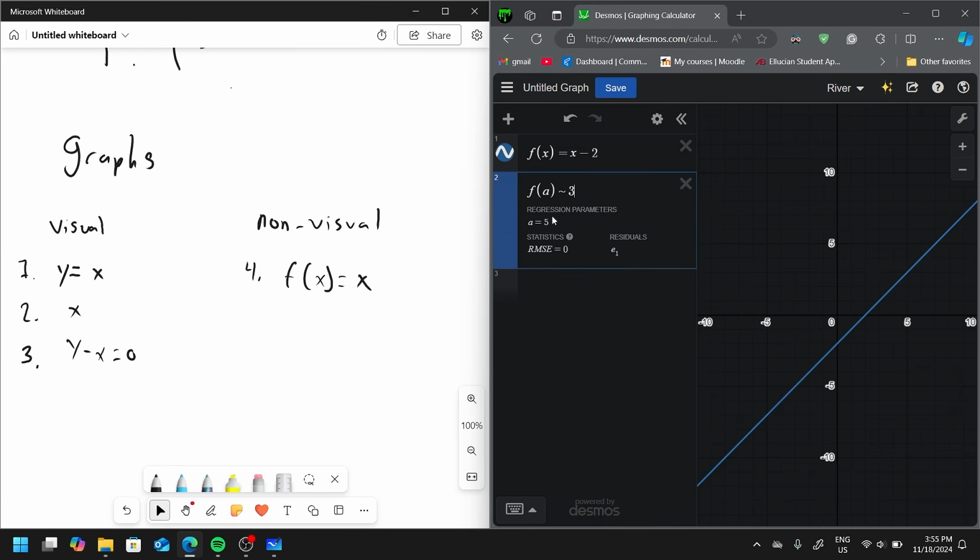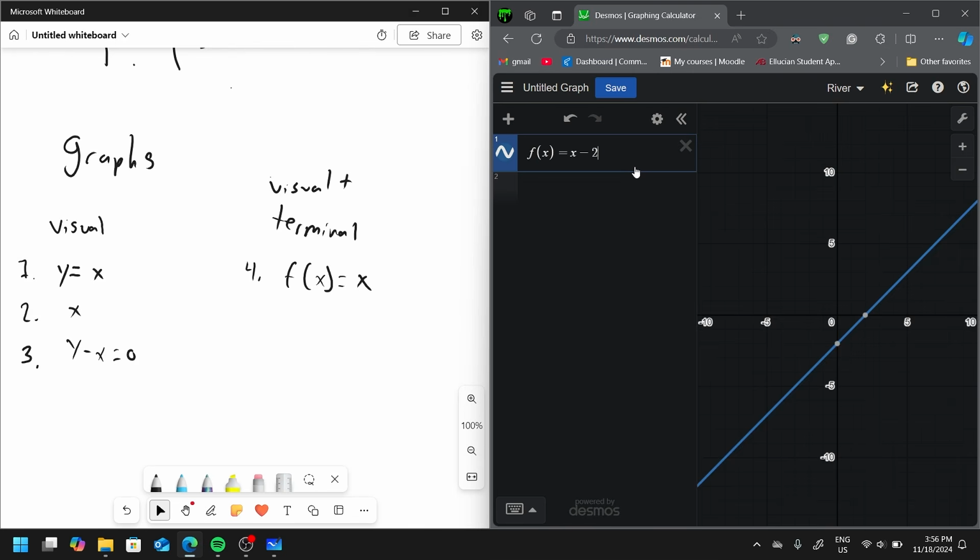If we ask what the x value is when y equals 3, we get a equals 5. So you can pair this visual plus terminal, really. It does both. And at this point, we have so many different usages of functions now. We have solving for y when we have an x, solving for x when we have a y, and it really opens the door up to a lot of different possibilities.